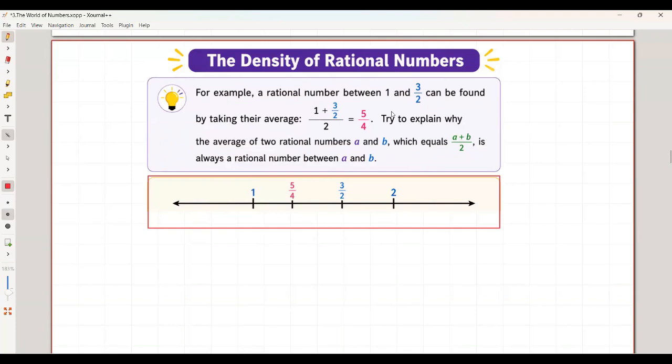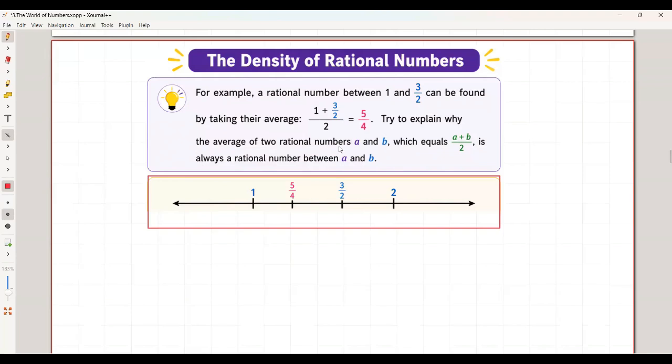For example, if you want to find the rational number between 1 and 3 by 2, we can just add the two numbers and divide by 2. We get the answer 5 by 4. That is nothing but the average. The average of these two numbers lies in between the given two rational numbers.